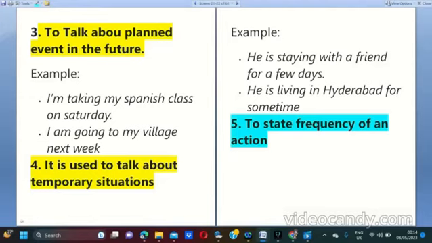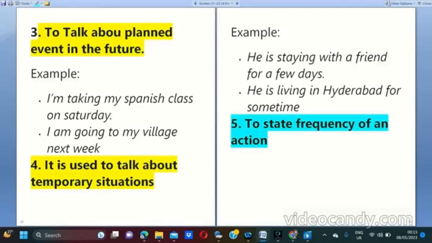Next, there is another criterion also. It is used to talk about temporary situations. Suppose there is a person who has come to Hyderabad to stay with his friend for some time. When we want to describe the situation, we can use present continuous tense also. He is staying with his friend for a few days. He is living in Hyderabad for some time. So to talk about temporary situations, we can use present continuous tense.